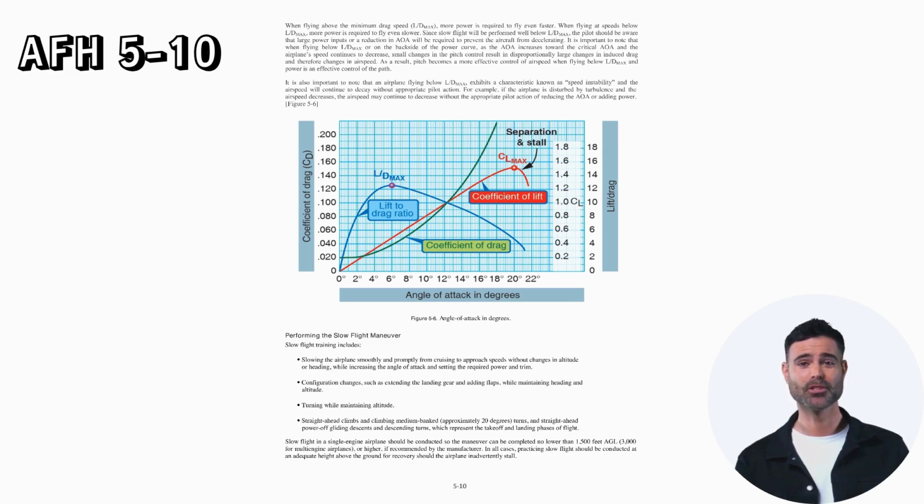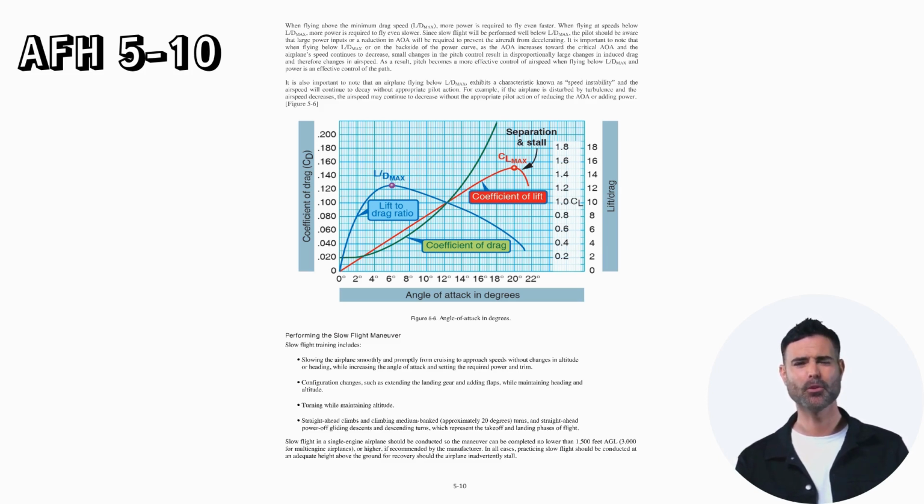It is also important to note that an airplane flying below LD max exhibits a characteristic known as speed instability, and the airspeed will continue to decay without appropriate pilot action. For example, if the airplane is disturbed by turbulence and the airspeed decreases, the airspeed may continue to decrease without the appropriate pilot action of reducing the AOA or adding power.